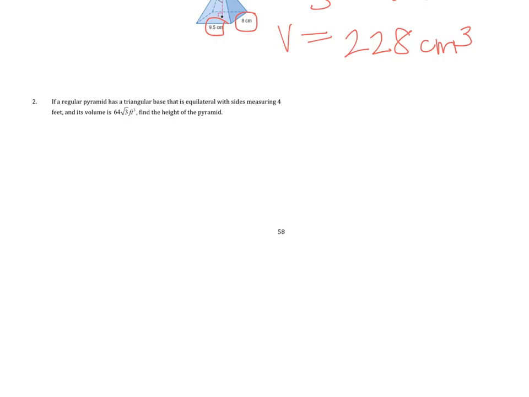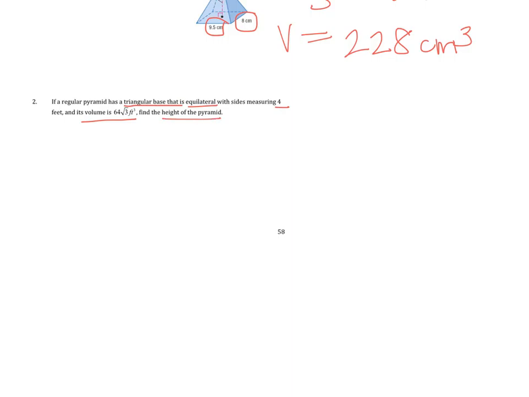Number 2, if a regular pyramid has a triangular base that is equilateral with sides measuring 4 feet, and its volume is 64 square root of 3 cubic feet, find the height of the pyramid. So this one is a little tougher. We have a triangular base, and it's equilateral with sides measuring 4 feet, and we're given the volume, and we have to find the height.